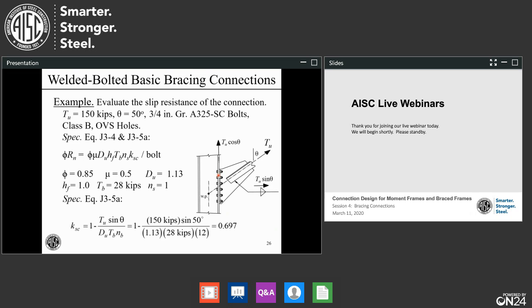To calculate the strength for this limit state, or really it's not strength, it's the slip resistance, we need to use the spec equations J3-4 and J3-5A. This equation is our basic slip resistance expression, except for this factor that's added for the case of SC. This factor accounts for the fact that there's a component of the applied force that's trying to pull these plies apart. That's reducing the normal force and thus reducing the friction, so it's going to reduce the slip resistance. We're noting that this equation in the spec is per bolt.